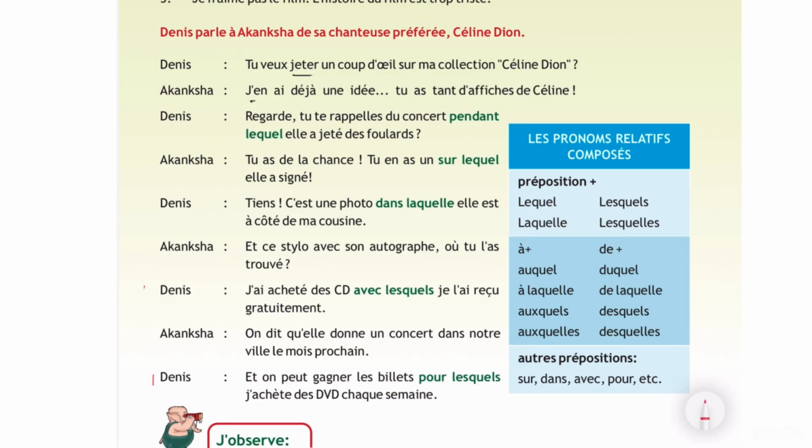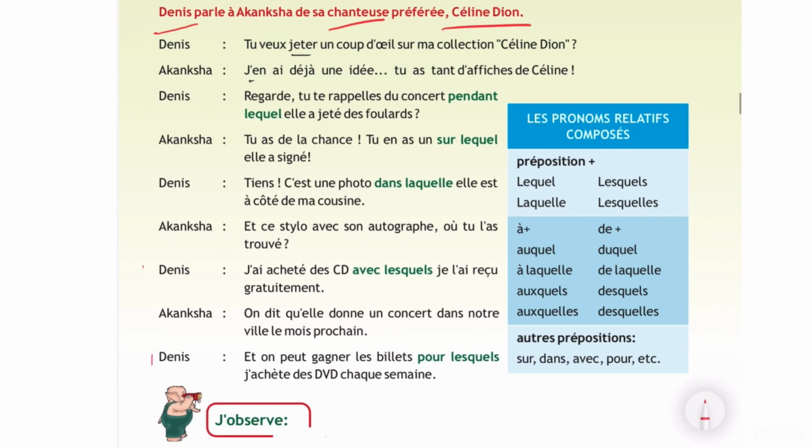That is related to your singer Céline Dion. Some of you may know her from a song in Titanic. She's a very famous singer, that is chanteuse. So we're going to be talking about Denise parle à Akansha de sa chanteuse préférée Céline Dion. That is, this is a conversation between Dennis and Akansha, and whose favorite singer is she? Dennis's. So he starts a conversation.